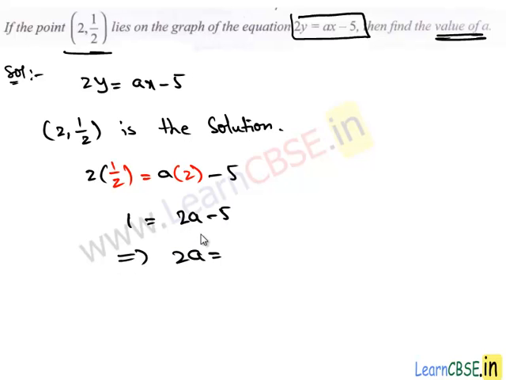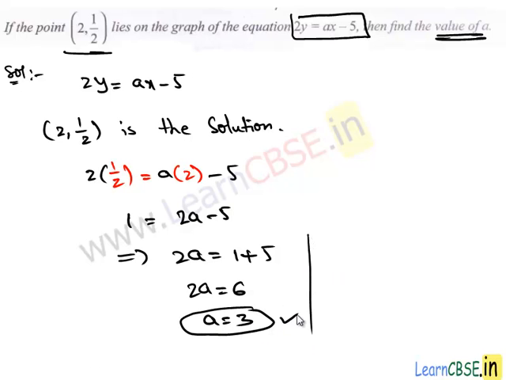2 times a is 2a, and on transposing this negative 5 to left hand side, we get 1 plus 5, and it is equal to 2a is equal to 6 and a is 3. Therefore, the value of a is 3 and this completes our solution.